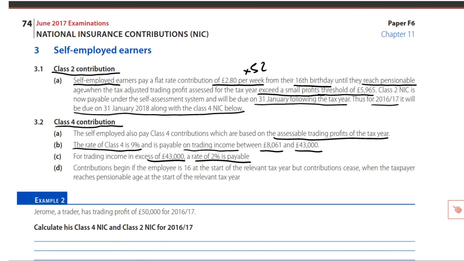Pretty usual, contributions begin if the employee is 16 at the start of the relevant tax year, but contributions cease when the taxpayer reaches pensionable age at the start of the relevant tax year.